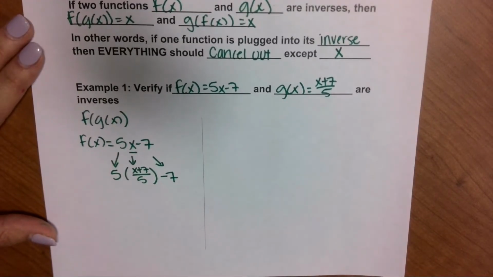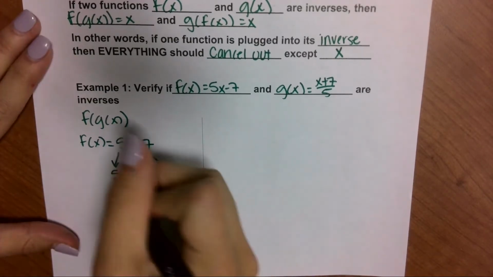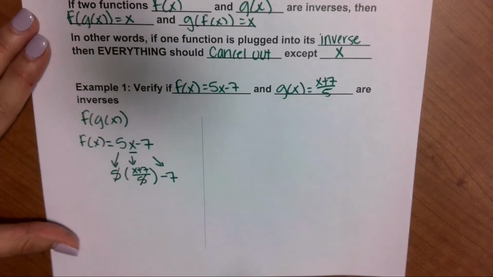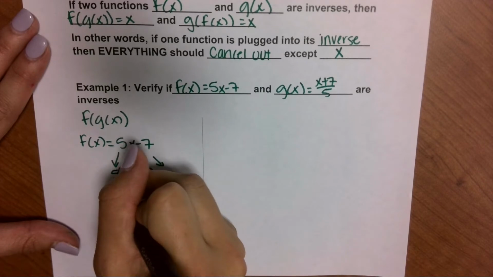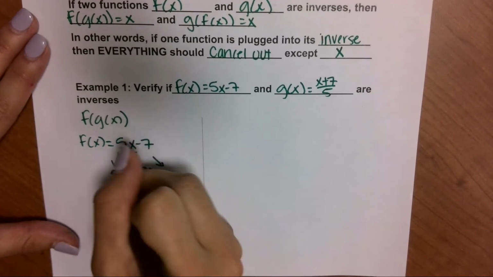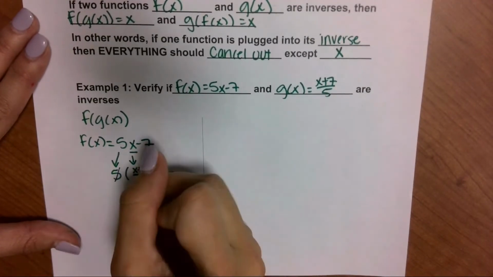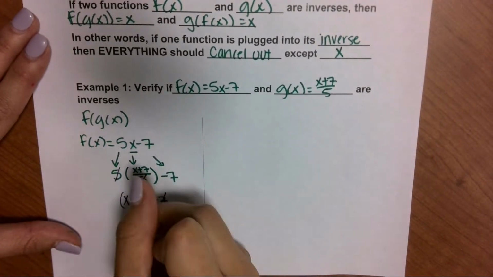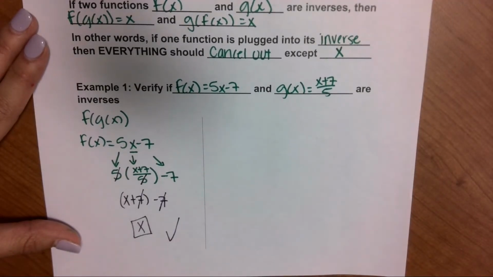Is there anything that I can cancel out? I can cancel out the 5s. So I'm left with x plus 7 and then minus 7. Is there anything else I can cancel out? I can cancel out both the 7s. So I'm left with x, which is what I want. The only thing that should be left is x.